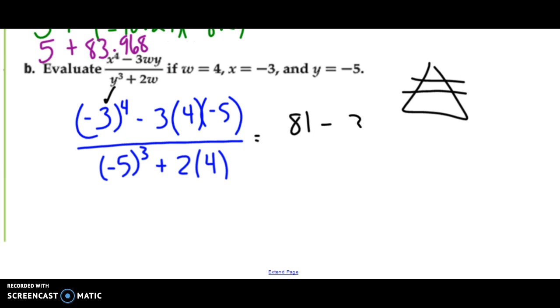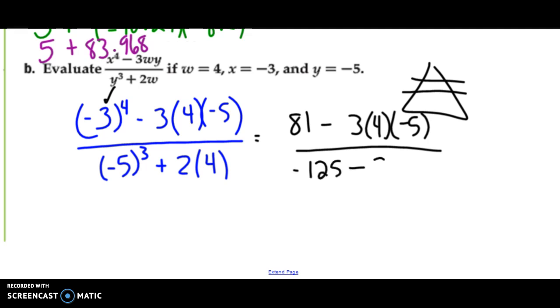So minus 3 times 4 times negative 5. Notice I don't do anything with that. And then the next one, negative 5 to the third is going to be negative 125, plus 2 times 4. Okay, so now I'm done with that. I can go on to multiplication, division. Again, I go left to right, top to bottom.